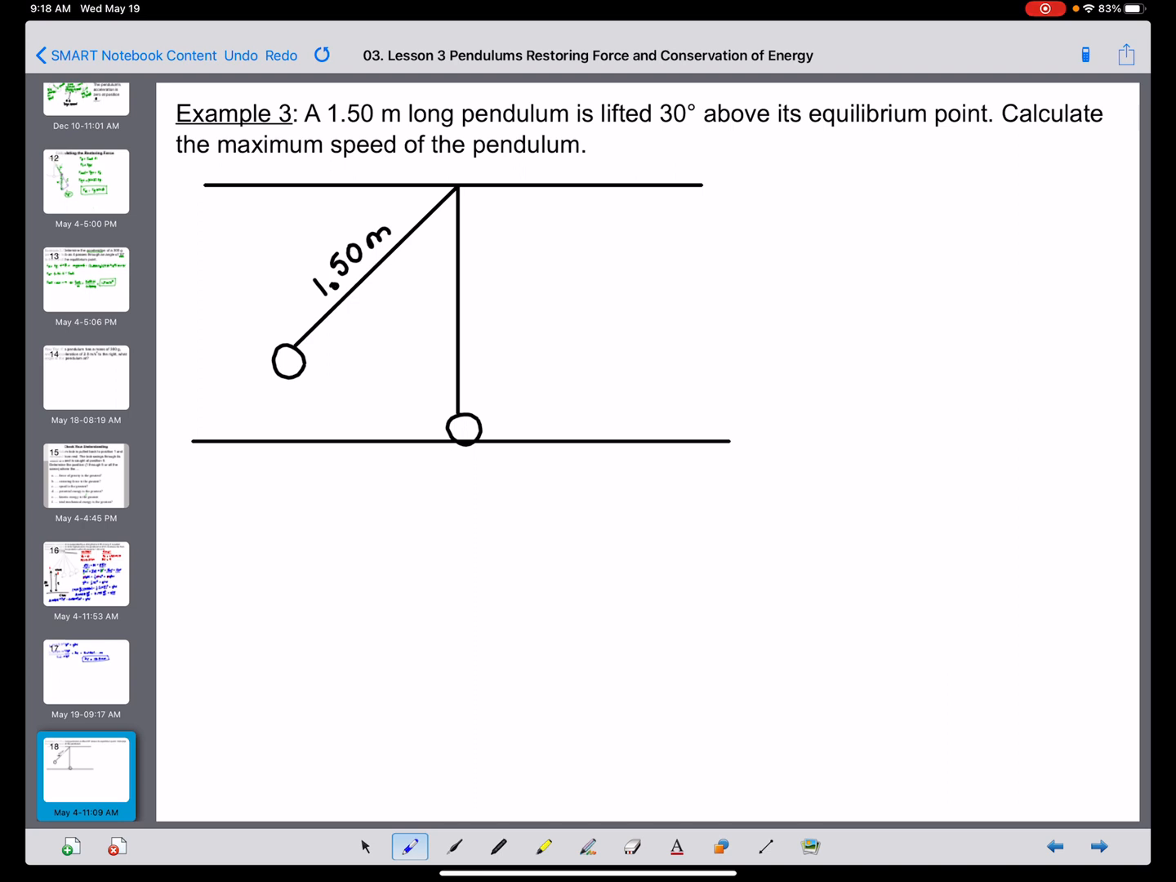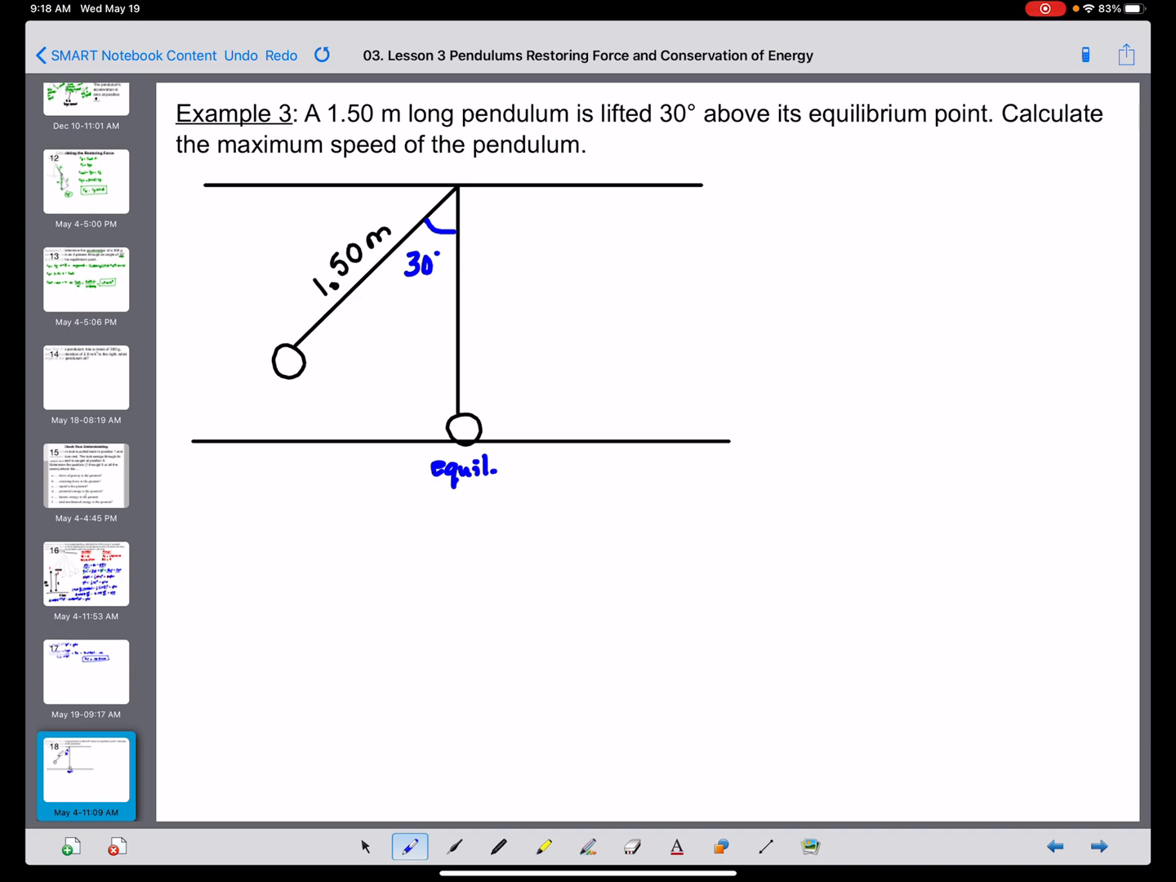Okay, so here we have a 1.5 meter long pendulum. That's saying that's the length of the string. And it's lifted to 30 degrees above its equilibrium point. So the equilibrium point is right here. It's where the pendulum hangs straight down. And so what it's saying is that this angle right here is 30 degrees.